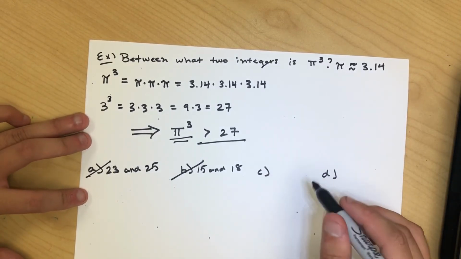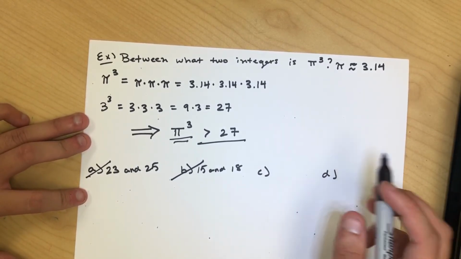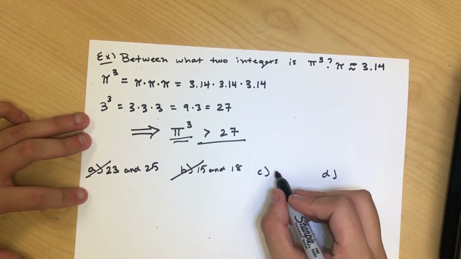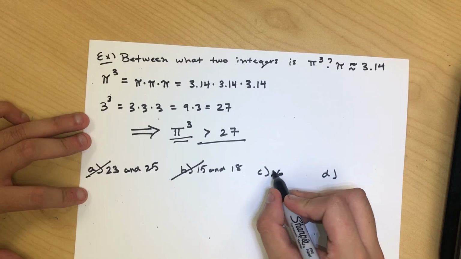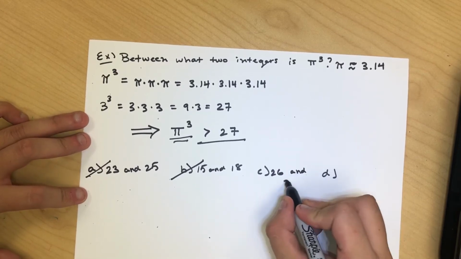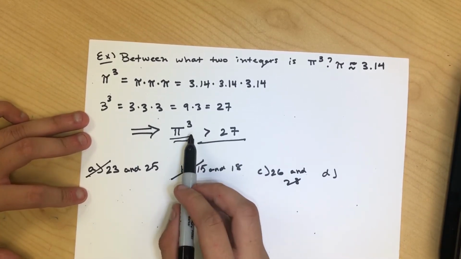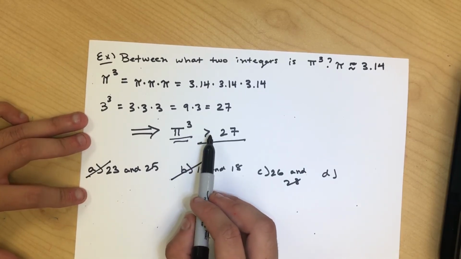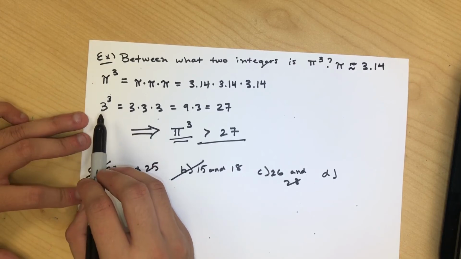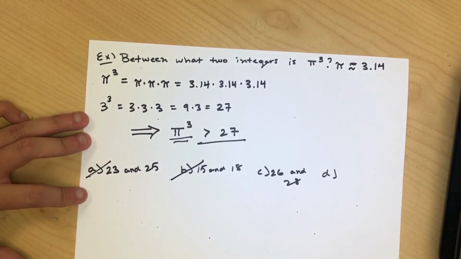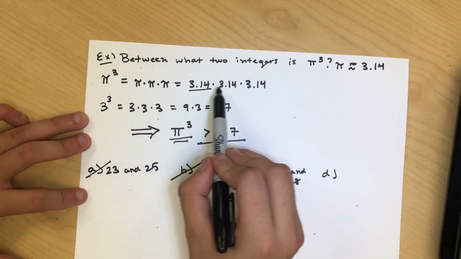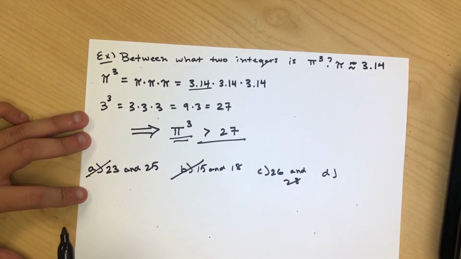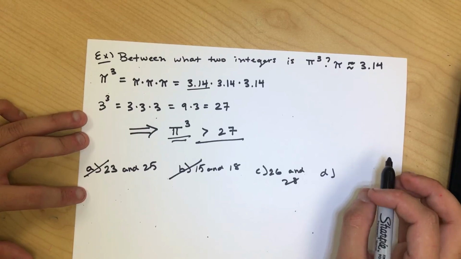All right, and maybe letter C, they tell us it's in between 26 and 28. Same thing. Can pi cubed be between 26 and 28? No, because pi cubed is bigger than 27. Because 3 is less than pi. Because pi is bigger than 3. Okay? Since pi is bigger than 3, pi cubed has to be bigger than 3 cubed, which is what we showed here.